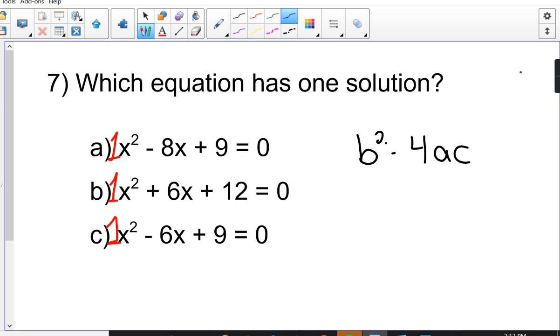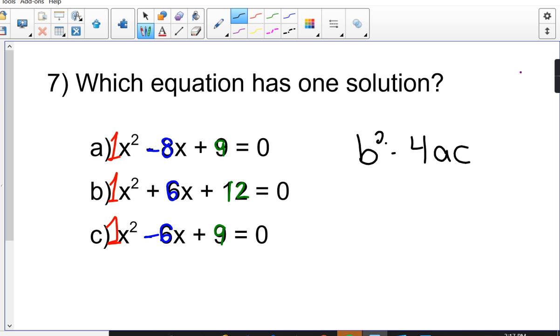Let's look for b. B is the coefficient of x. So for choice A, b is 8. For choice B, b is 6. For choice C, b is -6. Okay, so far we identified a in every choice, b in every choice. Now we need to identify c. C is that number by itself. So 9, 12, 9.